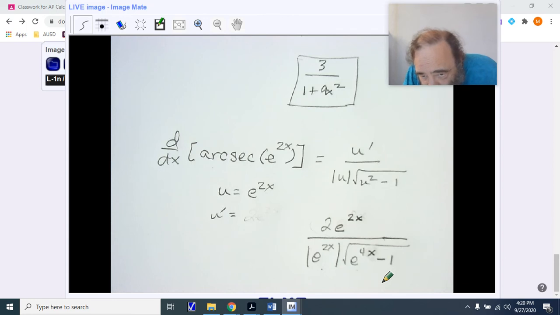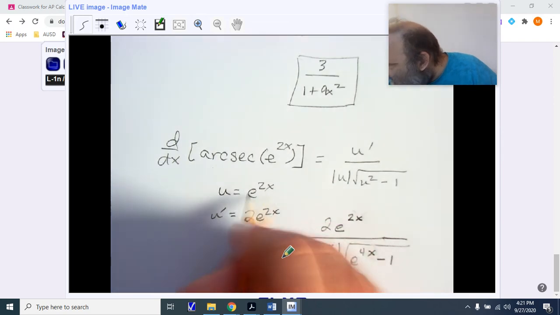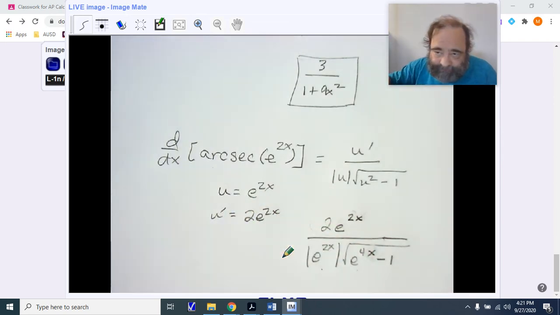So be careful. There's lots going on here, and you want to make sure that you don't struggle or stress. Just go through the material that you need and use the appropriate formula. Hopefully that made sense. Just a reminder that in this, I do have my u, and my u is e to the 2x.